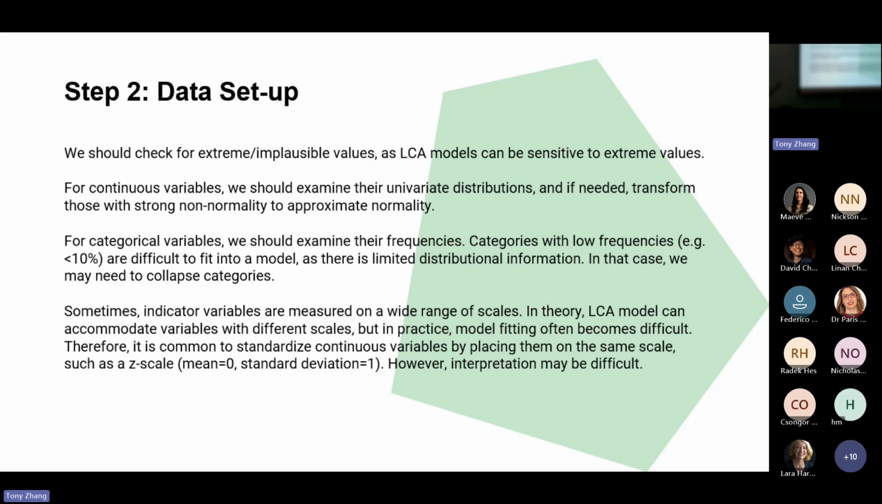For categorical variables, you need to examine the category frequencies. And if you have categories with very low frequencies, say less than 10% or 5%, you may need to collapse or combine the categories. Sometimes indicator variables are measured on different ranges of scales. In theory, the LCA model can accommodate variables with different scales, but in practice, the model fitting may become difficult. So maybe you need to do some sort of standardization, such as Z-score.